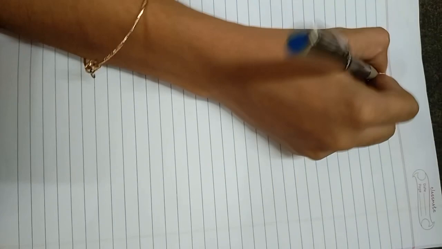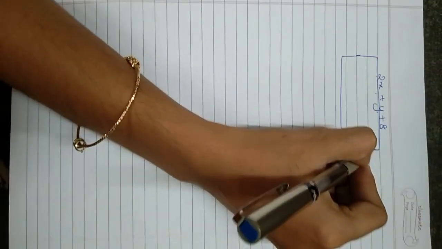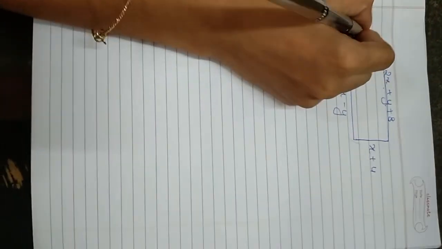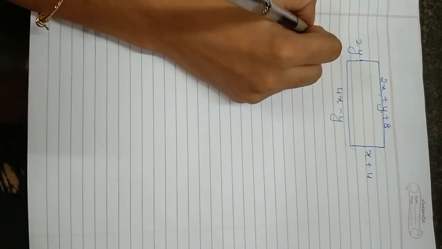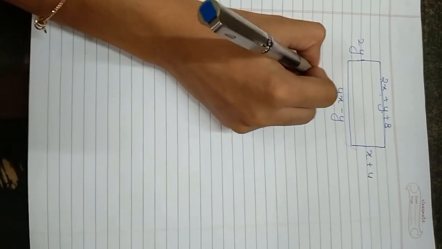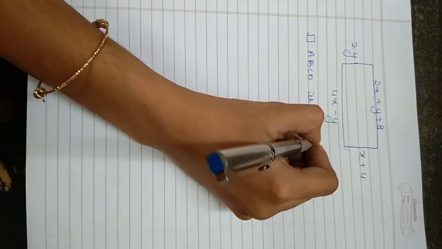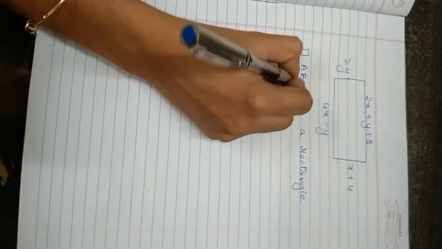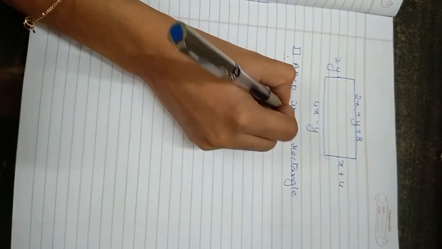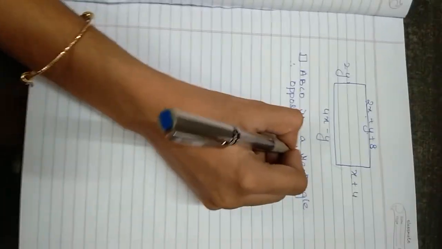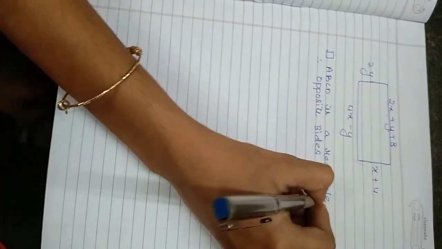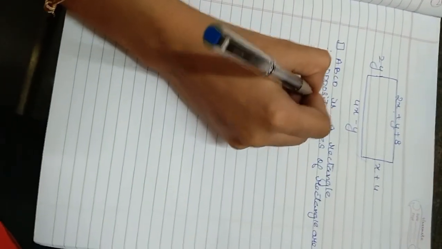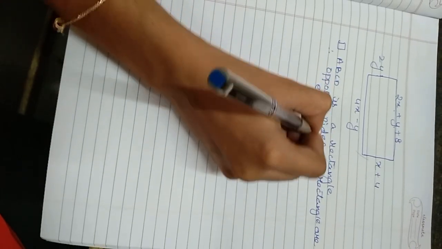That is, the first side is 2x plus y plus 8. The second side is x plus 4. The third side is 4x minus y. The fourth side is 2y. Since quadrilateral ABCD is a rectangle, therefore opposite sides of a rectangle are equal or the same.